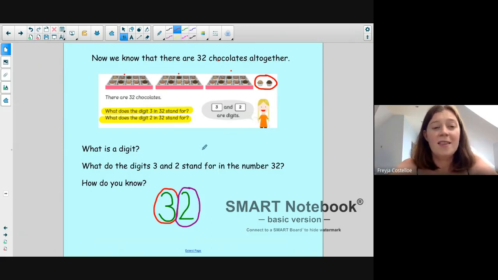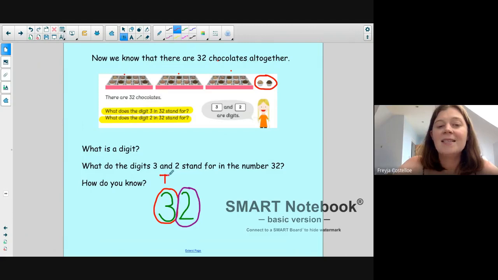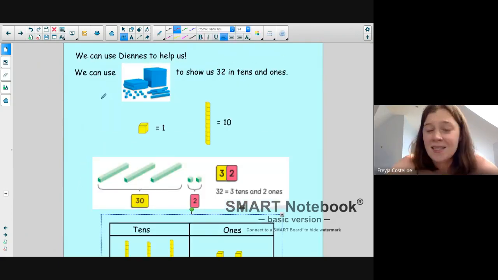Okay, so what is a digit? Okay, what is a digit? A digit is the number we use to help us write out bigger numbers. Okay, so what do the digits 3 and 2 stand for in the number 32? They stand for our tens and our ones.